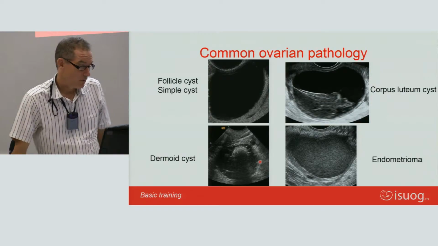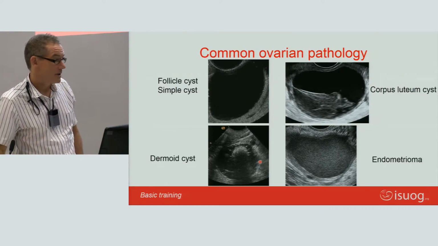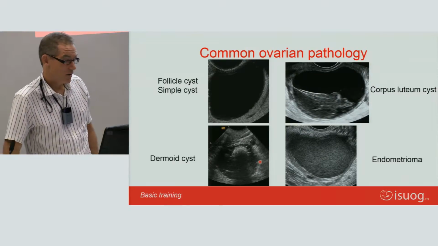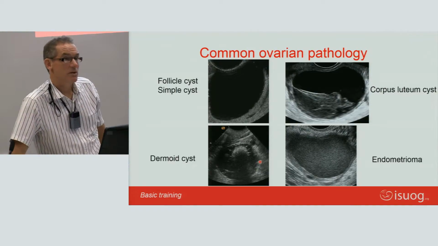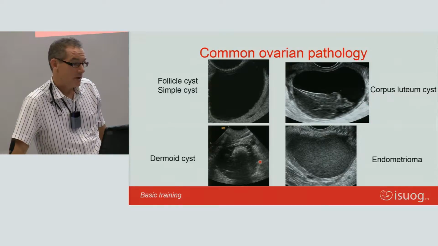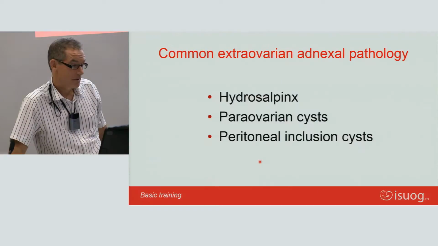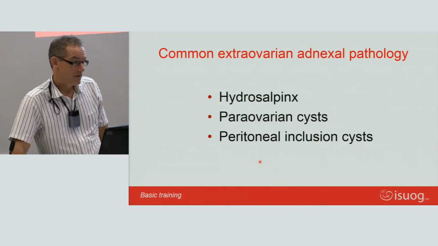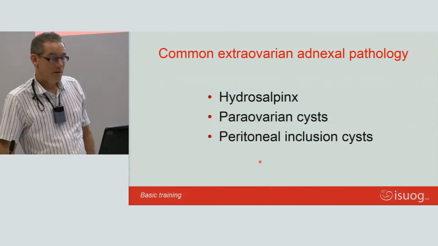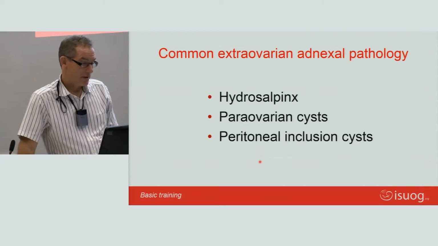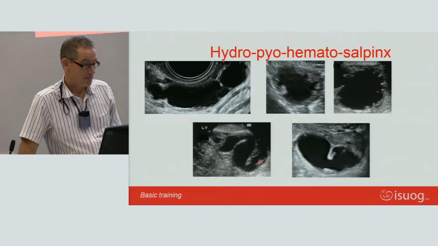So in terms of your practice, these are the most common cysts you're going to see: follicular cyst, simple cyst, corpus luteum cyst, dermoid cyst, and endometrioma. And 50% of all the cysts that you're going to see will be one of these. In terms of extra-ovarian pathology, you might see a hydrosalpinx, paraovarian cyst, or peritoneal inclusion cysts.